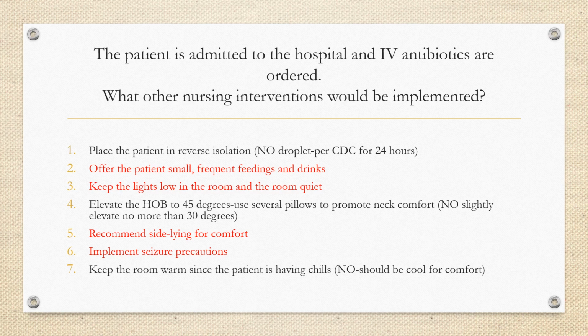Keep the lights low in the room and quiet. So we want the room quiet and the lights low because he probably has some photophobia associated with his meningeal irritation and the increased intracranial pressure. So we want to keep the room dark and quiet, and of course no visitors at this point unless it's just immediate family because of his isolation status.